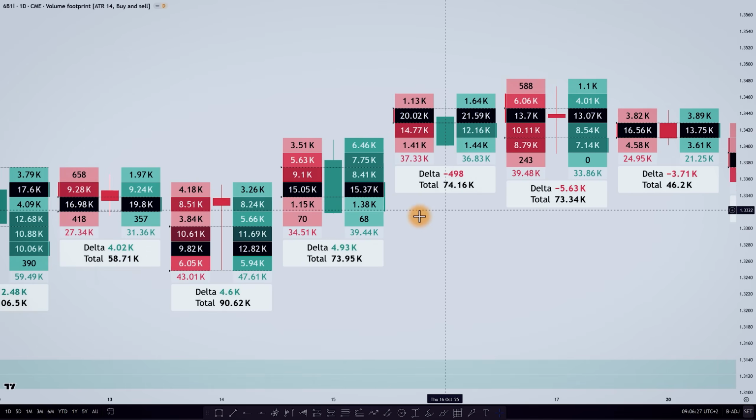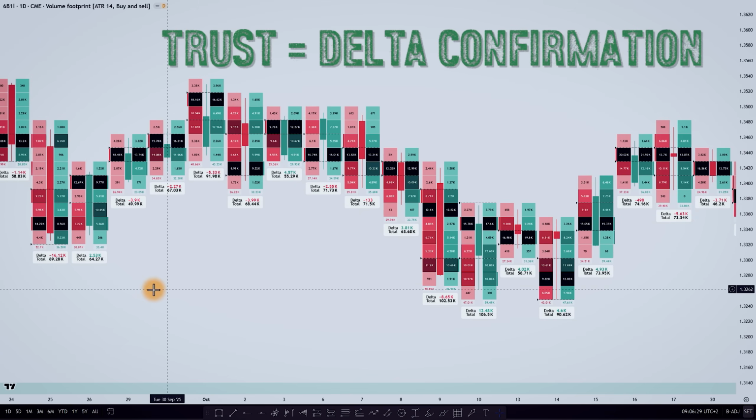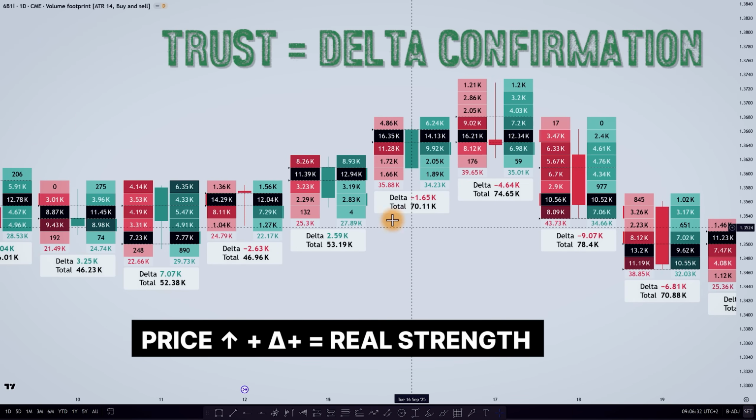So when should you trust the move? When delta confirms it. Price going up plus positive delta equals legitimate strength.